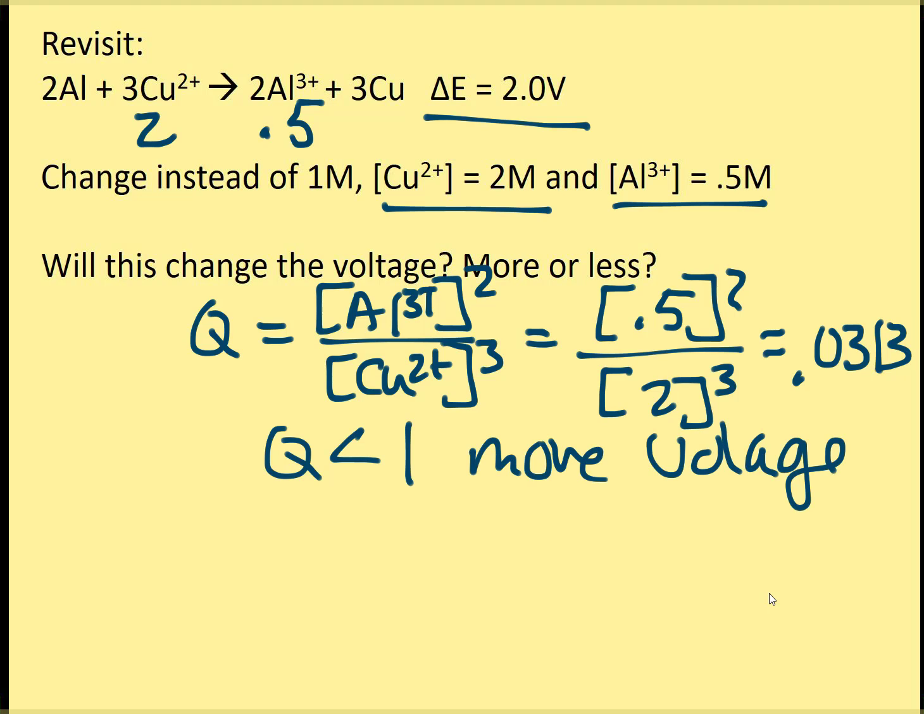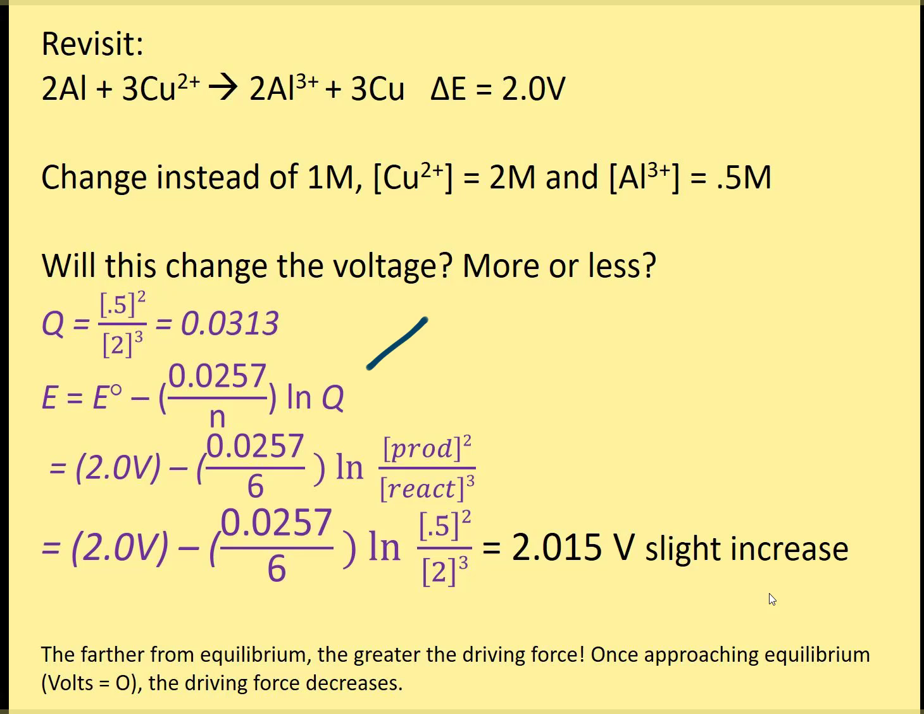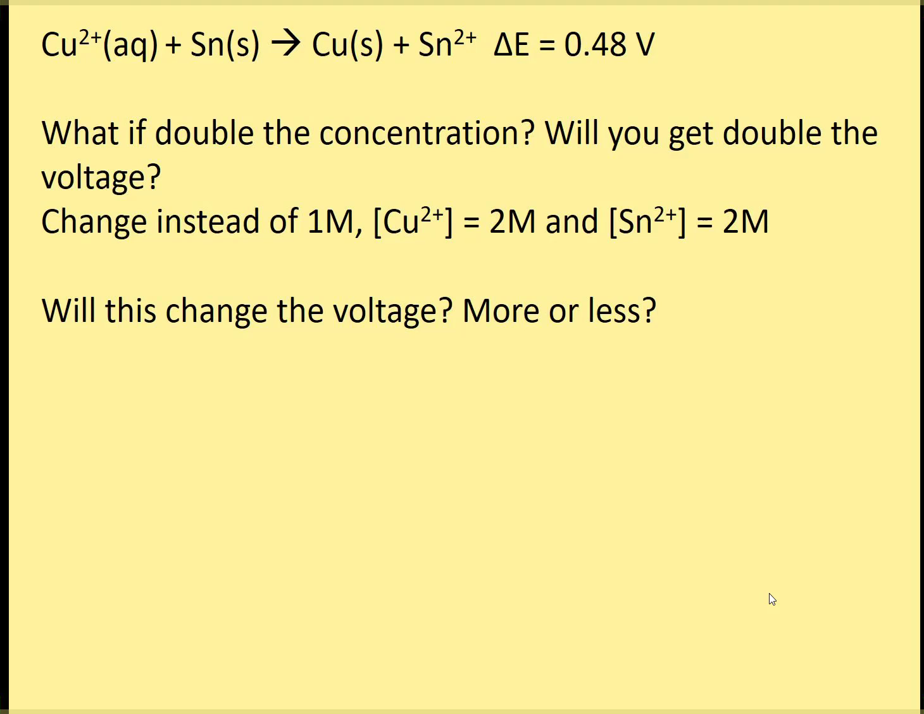You can plug all your numbers into the Nernst equation, and I've already done that, and I'm going to press the button. So there's my Q that I just solved, and I have my products over my reactants. Plugging all the numbers in, I get just a slight increase in that voltage, just with the change in the concentrations of the solutions. Let's look at a different problem, and this one is different.